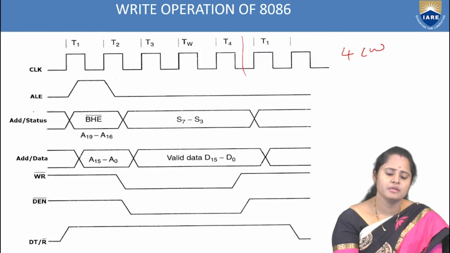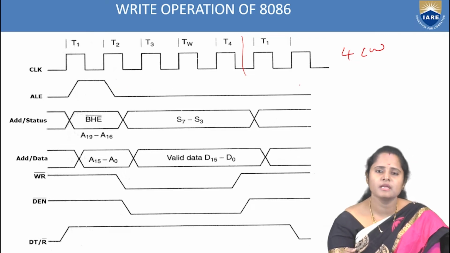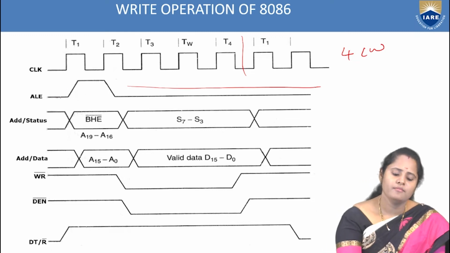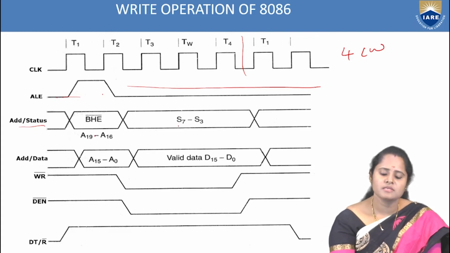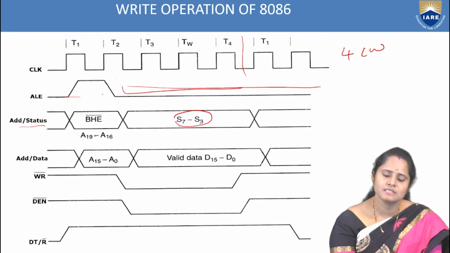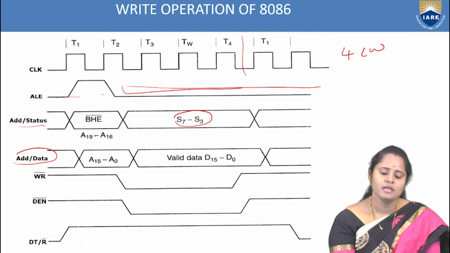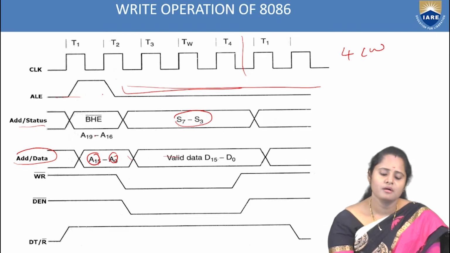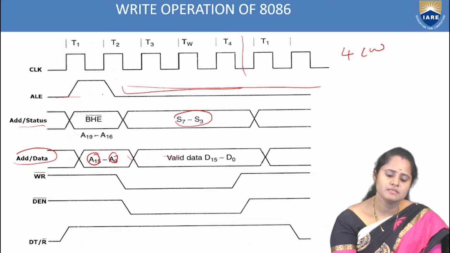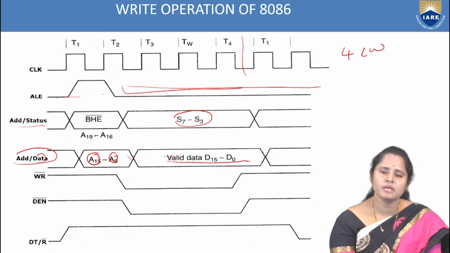So at first initial time period, ALE will be equal to high. ALE is equal to high for first time period, and for the remaining time periods ALE is maintained low. So when ALE is high, then for the address and status pin, address is enabled as first time period, that is A19 to A16, and next time period the ALE signal is low, so it will latch the status pins S3 and S7. Next, in the multiplexed address and data, initially ALE is high, so address will be latched here, that is the A0 to A15. Next, remaining are data, where after the address is latched, next multiplexed is data. So the data will be enabled in the next remaining clock pulses.